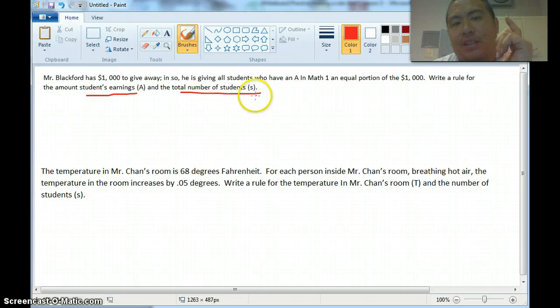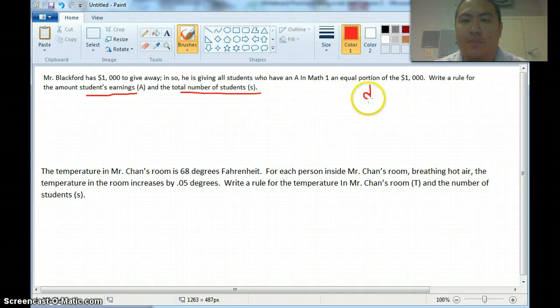Blackford has $1,000 and he's going to give it away to the students, and it really depends on how many students there are. Okay, so I said the word depends. So what depends on what? Well, the amount that a student earns depends on the total number of students.